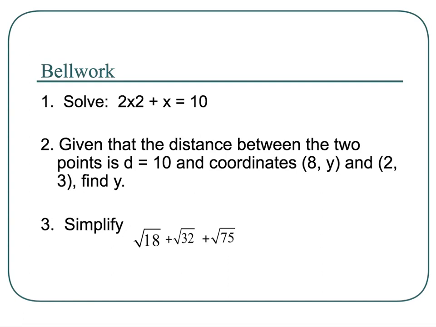Alrighty, ladies and gentlemen, we are starting off with a little more algebra review here. Looks like we got a slight typo with this one. It should be 2x squared. So how are we going to solve that one? We're going to do 2x squared plus x, and we have to set that equal to 0. So I'll subtract the 10 over.